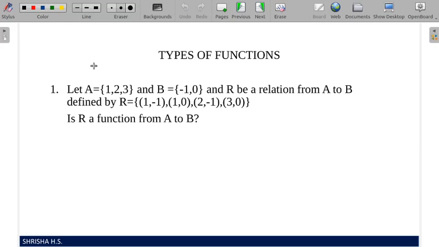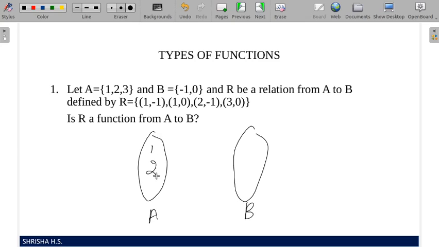Let's start with the first problem here. We have been given A and B, so 1, 2 and 3, and we have -1 and 0. Let the relation be defined, let's map that one: 1 to -1, 1 to 0, 2 to -1 and 3 to 0. So is this relation a function, yes or no? It is not a function, this is a relation, but it is not a function.